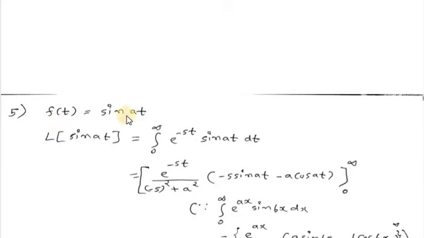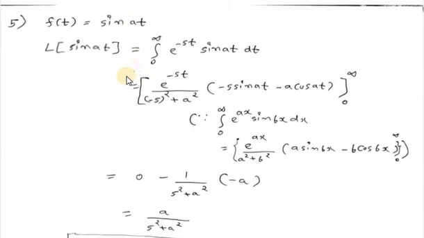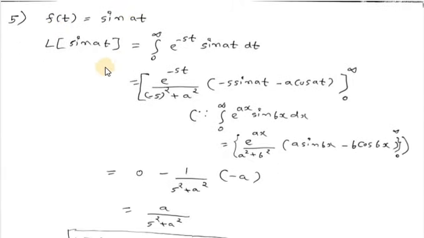Then now we will take f of t equals sin at. In the fundamental definition of Laplace transform, we will replace f of t by sin at. So Laplace of sin at equals the integration from 0 to infinity of e raised to minus st, and f of t is sin at, dt. Then after that we have to integrate this function according to this formula.